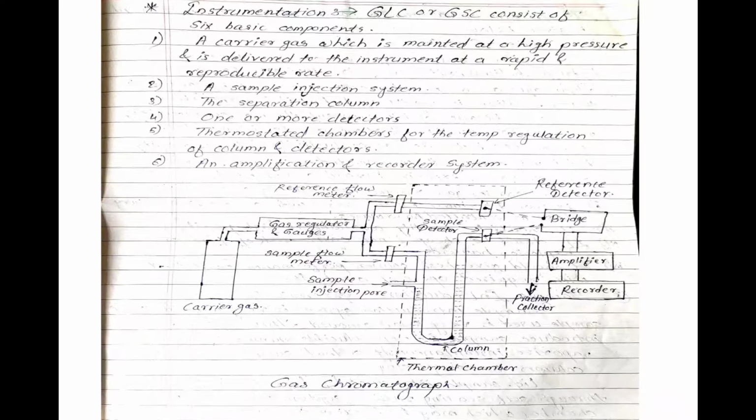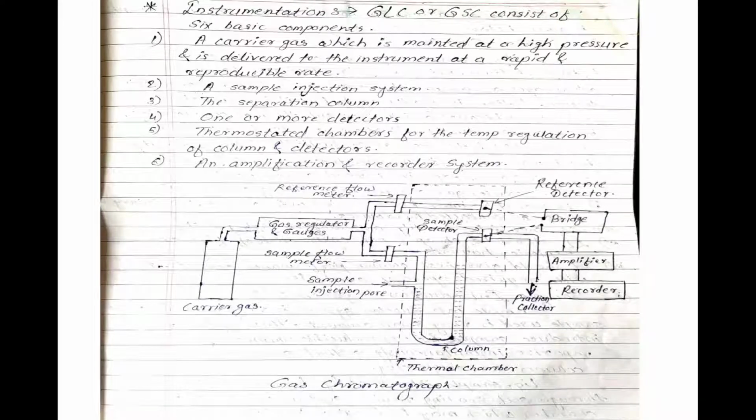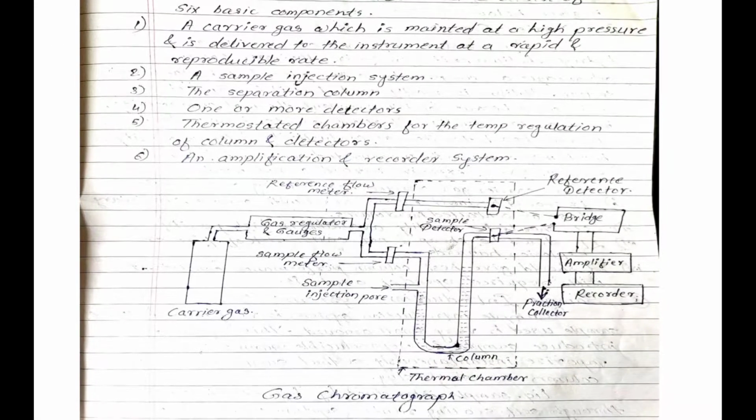Okay, so this is the diagram for the instrumentation of GC, gas chromatography. Here is the carrier gas, passing from this container to the gas regulator and gauges, and this regulator maintains the flow rate of the gases. Then there are the reference flow meters and the sample injection ports. Then the sample detectors and the reference detectors. Then the bridge, amplifier and the recorder.